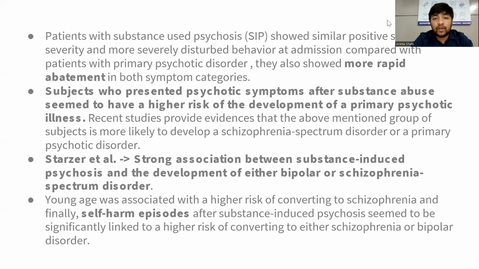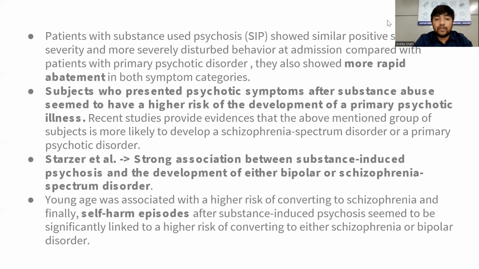Subjects who presented with psychotic symptoms after substance abuse seem to have a high risk of development of a primary psychotic illness. Recent studies provide evidence that the above-mentioned group of subjects is more likely to develop a schizophrenia spectrum disorder or a primary psychotic disorder. So this is the second thing that we need to keep in mind here, that the person who has substance-induced psychosis might be more prone to developing a primary psychotic state.